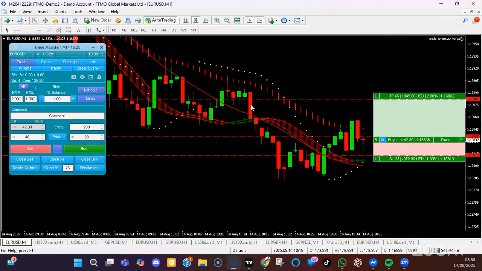See this imbalance here? It tapped into that imbalance there, which we see a lot of times. It taps into the imbalance and then shies away again.